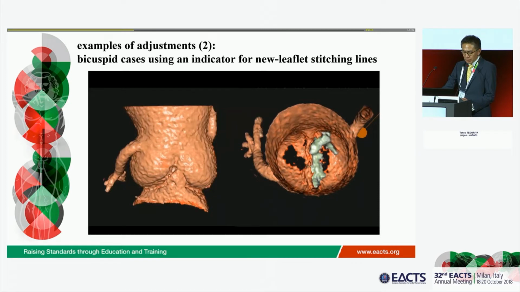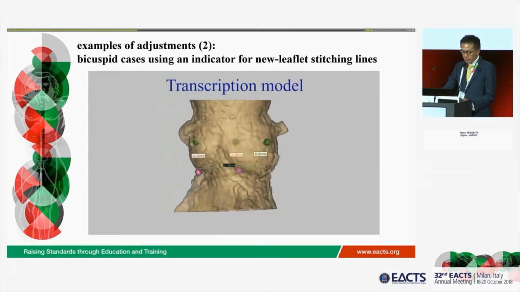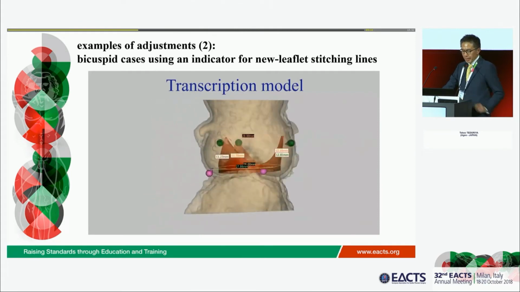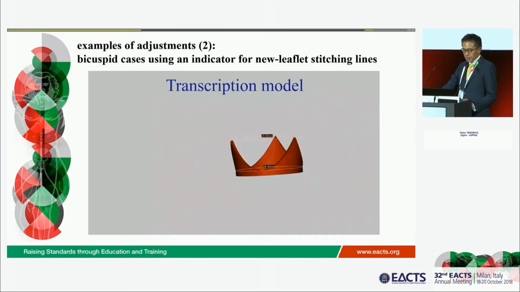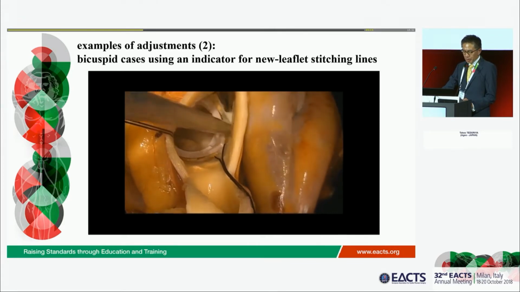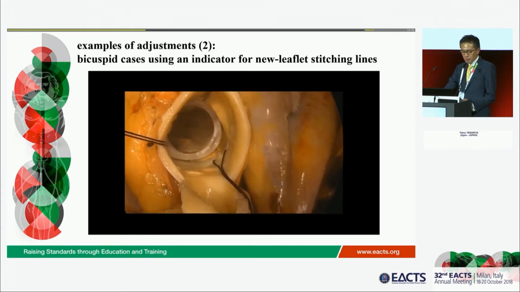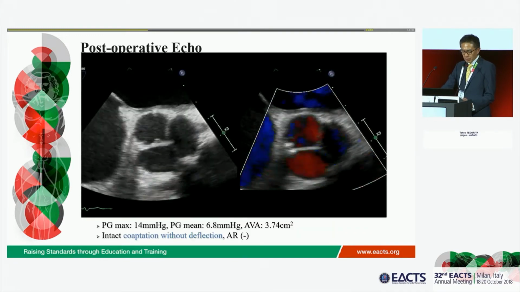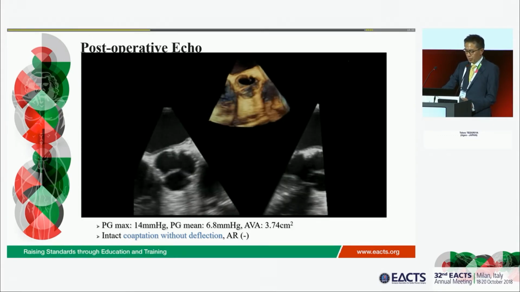So this is another example. It's a bicuspid case. We designed a 3 leaflet, same size leaflet reconstruction like that, and a transcription model was made by the Bizarrius 3D workstation. And actually, we 3D copied this, and decided the precise position of the leaflet attachment, and then proceeded with the procedure. So this is the result. It's a very good opening and no deflection at all, and no AR.